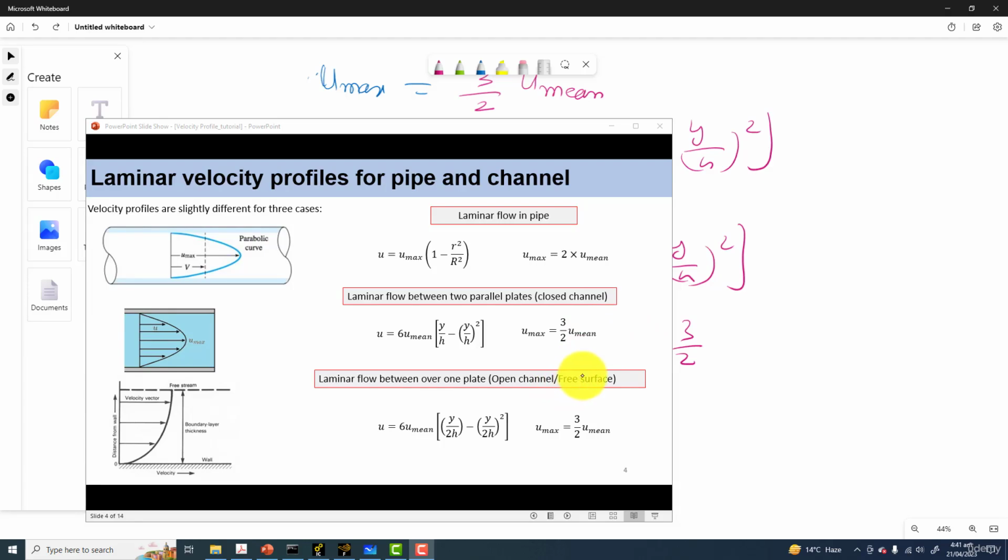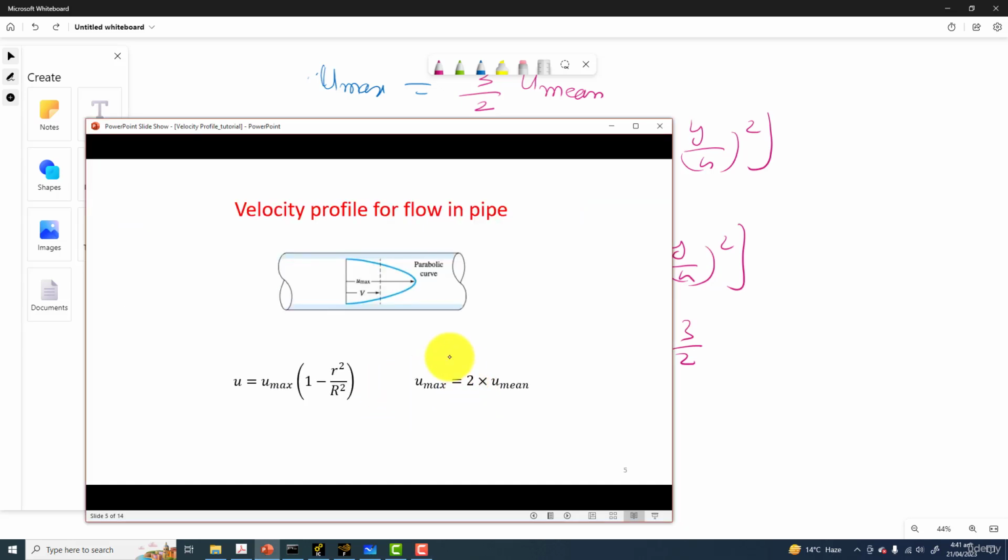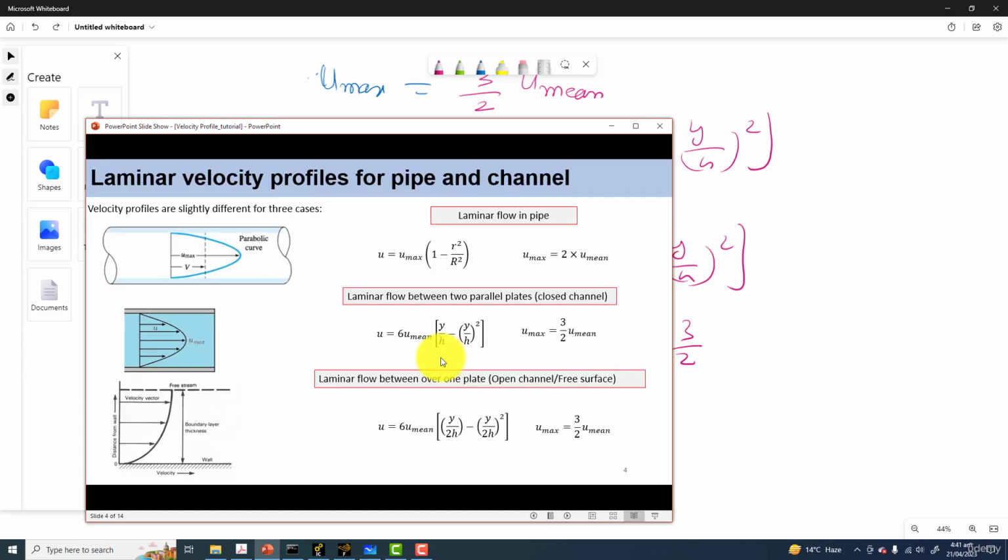Hi everyone, the last and the third profile in this lecture series is about the laminar flow over a plate. This is a single plate, and moreover we have the free surface on the top of it. It is similar to the flow between two parallel plates, but the only difference is that this is almost like a half profile. From the equation point of view, the difference is that because of the half, we have y upon 2h and y upon 2h whole square. This is the only difference.